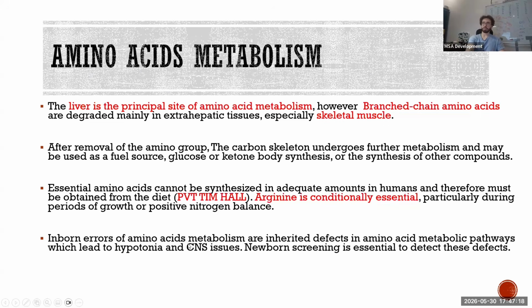Of course, inborn errors of amino acid metabolism, what are they? They are defects in the metabolic pathways of amino acids. And they will lead to a lot of issues, such as hypotonia or CNS issues. That's why newborn screening is important. We will talk about these defects. Remember transaminases, because transaminases were mentioned once again in this lecture, but I won't repeat them, and it's exactly what I explained. Alanine aminotransferase: alanine and pyruvate. Aspartate aminotransferase: aspartate and oxaloacetate.